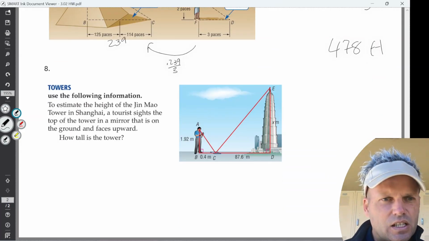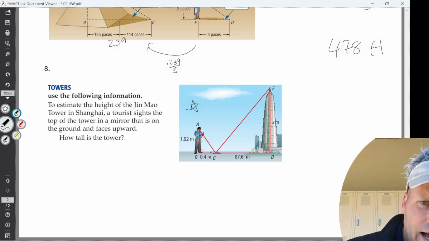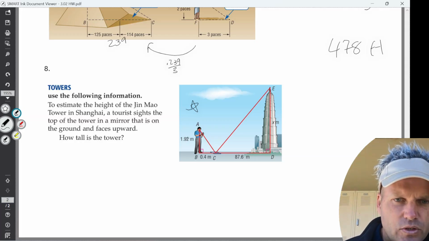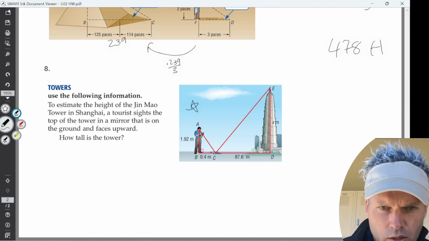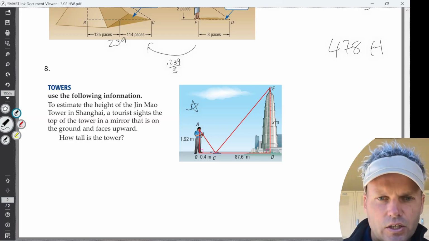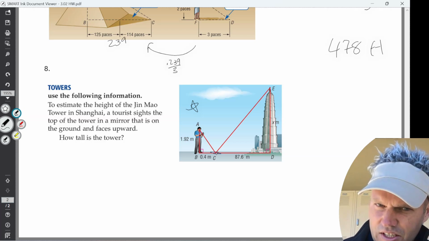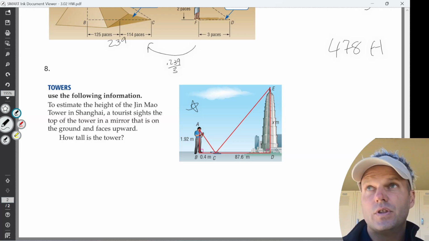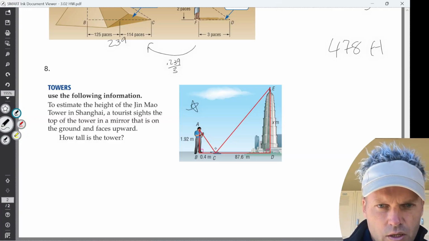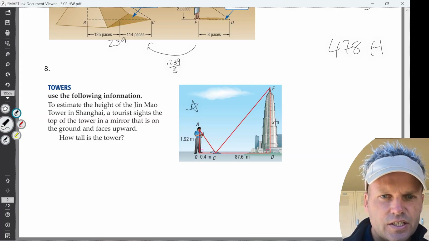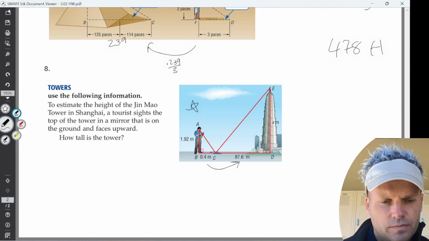And now this is what we did in class using a mirror. We have a guy who's 1.2 meters tall, looks at a mirror, sees the reflection, and hits the top of a very large tower. He then measured the distance from himself to the mirror, and the distance from the mirror to the base of the tower. Through the measurement of his distance to the mirror and the building's distance to the mirror, we can see the scale factor.